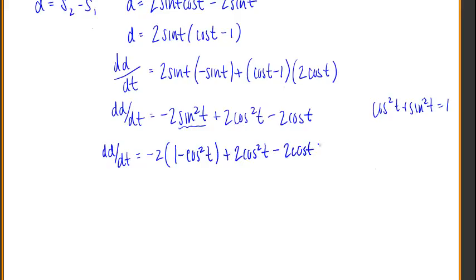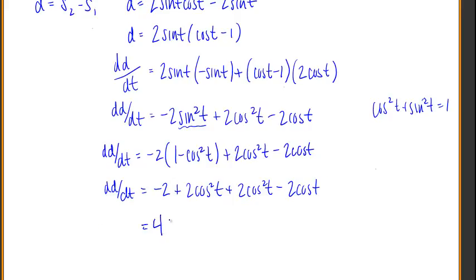So having it all in the same trig function is going to help us factor it. So dd/dt is going to be negative 2 plus 2 cosine squared t plus 2 more cosine squared t minus 2 cosine t. Combining the like terms, we'll have 4 cosine squared t minus 2 cosine t, and then minus 2. Again, we're going to set this equal to 0 so we can find our critical points. To help factor, they all have a common factor of 2, so let's pull that out.